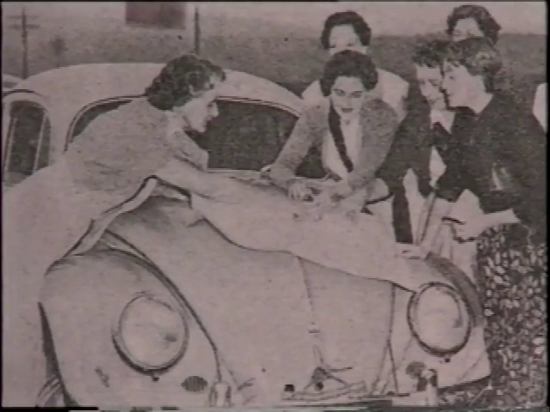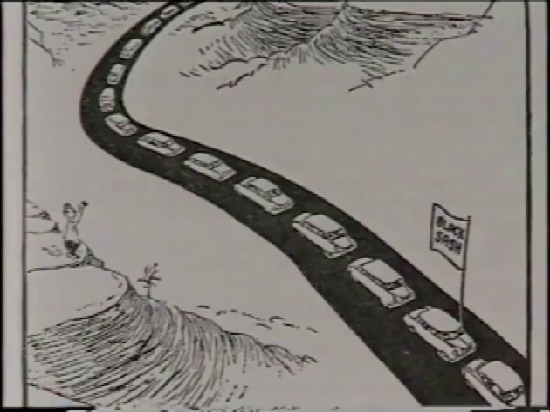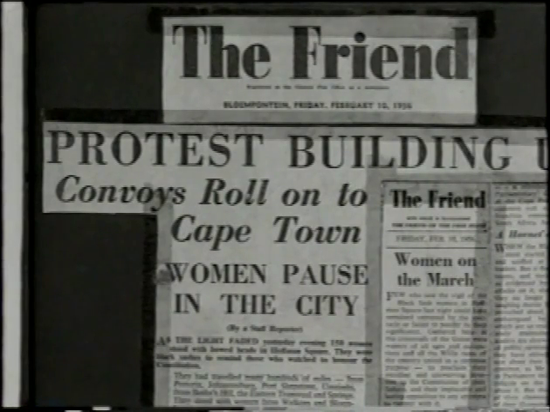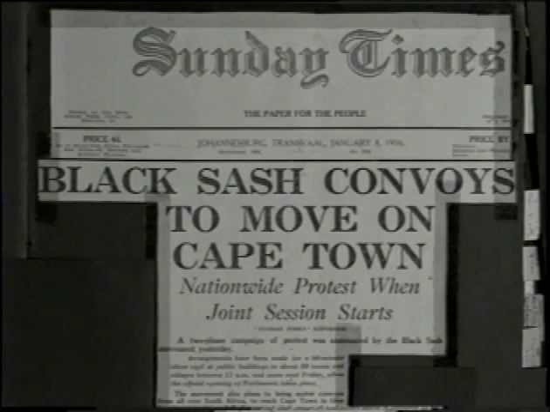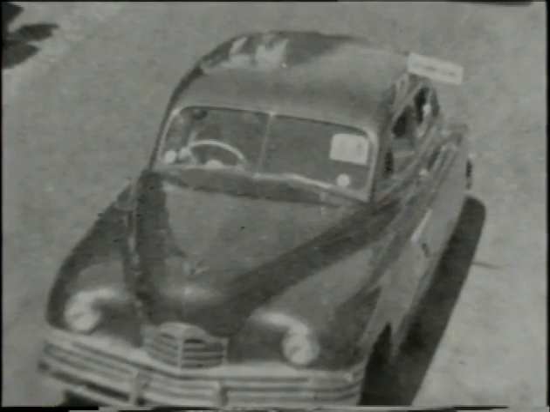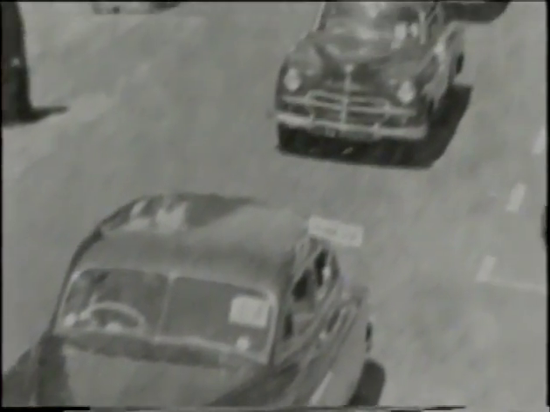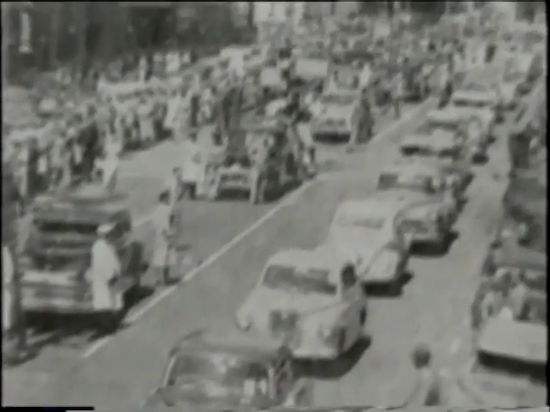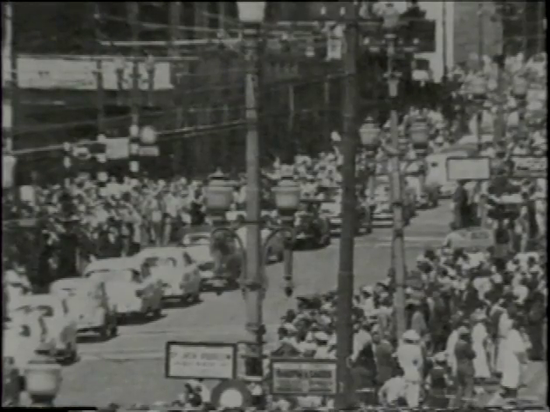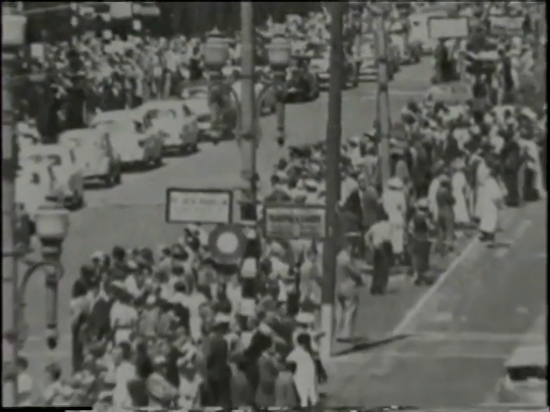Convoy to Cape Town, and we had, I don't know, about 100 cars, was it? I can't remember the exact figure. We left from Baragwanath, and we stopped in every dorp, and some of us stood with a black sash on in the dorp to make them see that we were protesting. After 2 days, a convoy of 150 cars entered Cape Town to the cheers and applause of crowds lining Adderley Street.